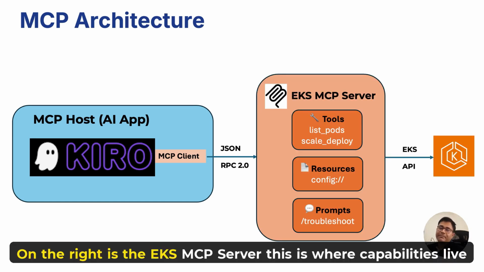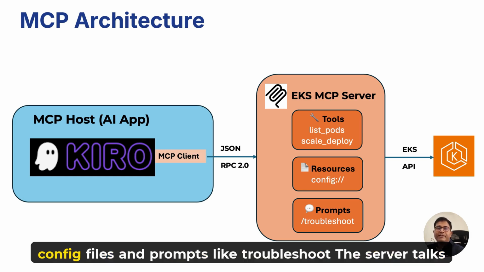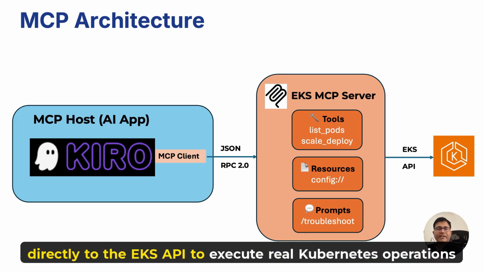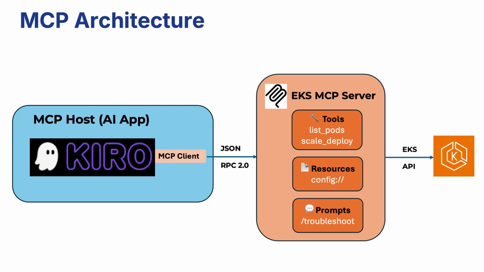On the right is the EKS MCP server. This is where capabilities live. It exposes tools like list pods and scale deploy, resources like config files, and prompts like troubleshoot. The server talks directly to the EKS API to execute real Kubernetes operations. Clean separation. Host decides, client connects, server delivers.